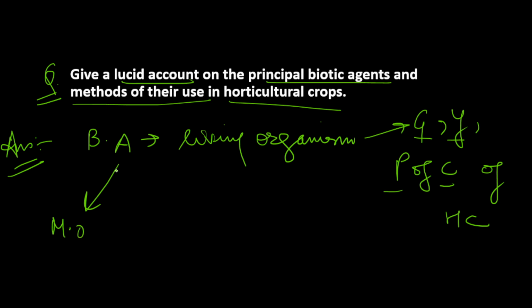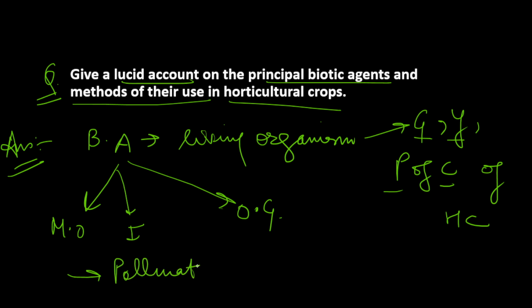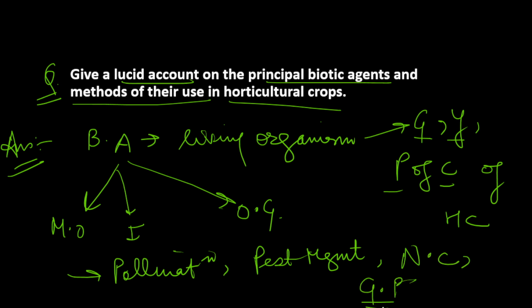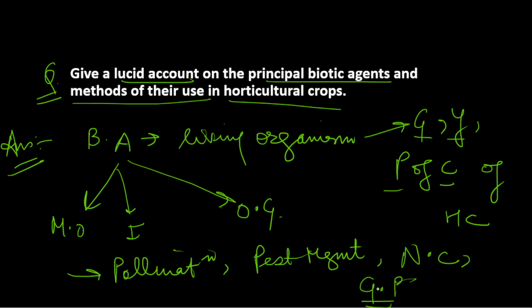microorganisms. These can include insects. These can include other organisms, and they can have a role in pollination. Obviously, insects have a huge role in pollination. They can have a role in pest management through biocontrol, or you can say biological control of pests. They can have a role in nutrient cycling and in growth promotion. So using all this data, you can give a brief idea in your introduction.